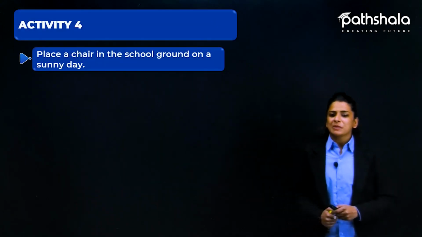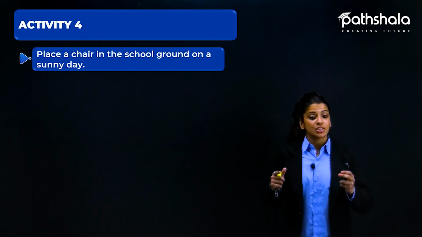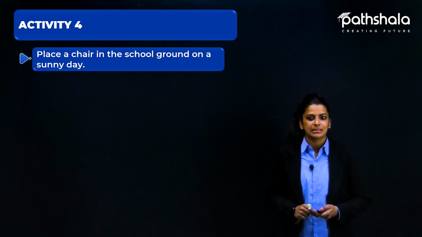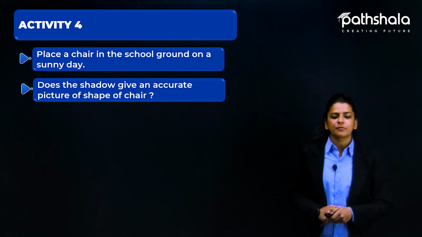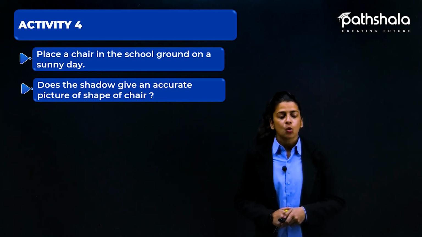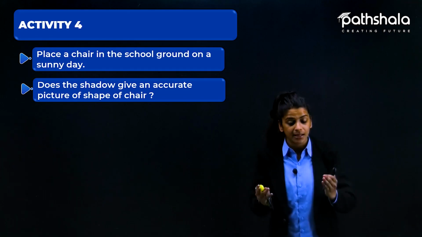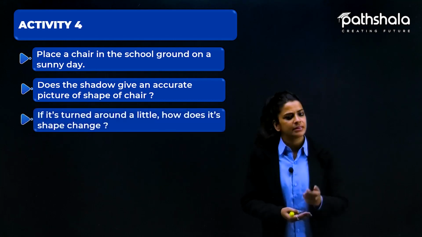Now in this activity, place a chair in the school ground on a sunny day. Sunny day के टाइम एक अच्छी खासी चेयर जो आपको visible हो properly shadow में, सुंदर सी दिखे, वो आपको रखनी है. Now, does the shadow give an accurate picture of shape of chair? तो आपने जिस प्लेसमेंट पे वो चेयर रखी है, क्या आपको वो एक्यूरेट रिजल्ट दे रही है? क्या शैडो एज इट इज चेयर की तरह फॉर्म हो रही है ग्राउंड पे? दैट यू हैव टू ऑब्जर्व.